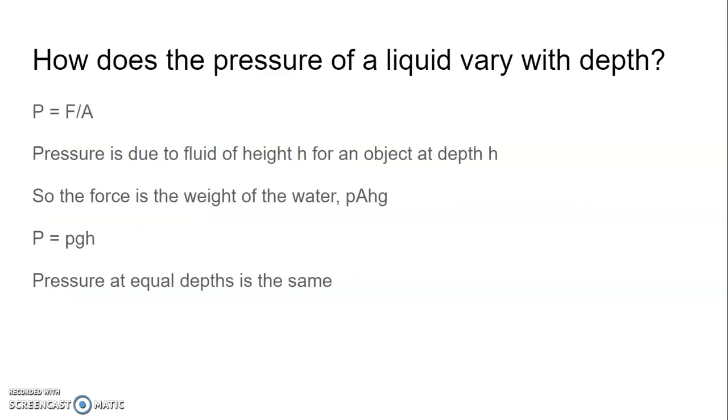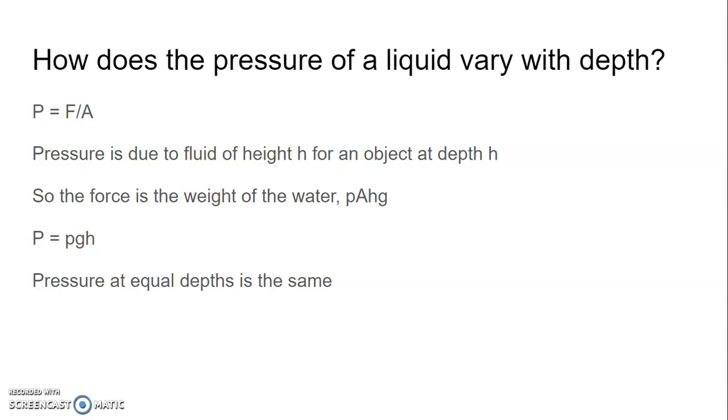How does pressure of a liquid vary with depth? So pressure is force over area. So pressure due to fluid of height h for an object at depth h. The force is the weight of the water, which is the area times the height times rho times g. So rho gh is the pressure.